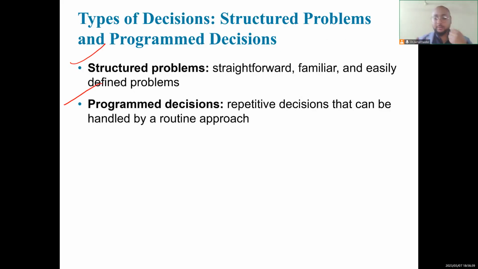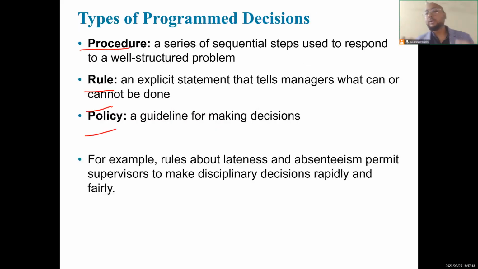So if some situation pops up, whether it's a structured situation or an unstructured situation. Structured situations mean straightforward, familiar, easy, and how do you address that? Through making policies, a routine approach, and that's it. For example, if you come late, what are the rules? If you are absent, what are the rules?